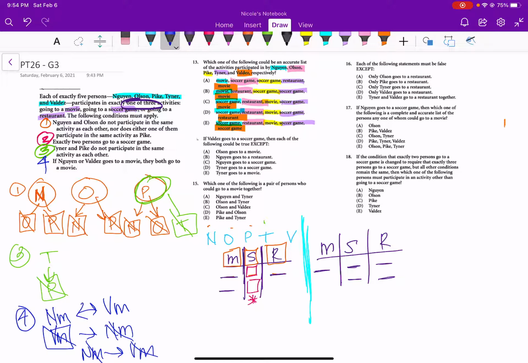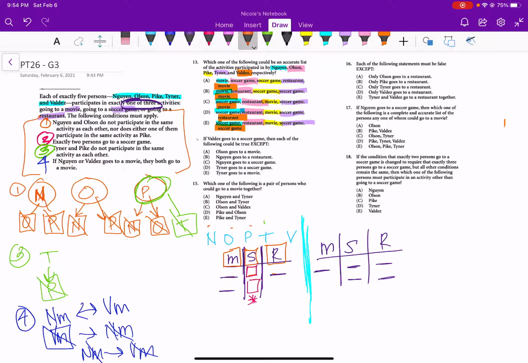All right, so how I do it is I go back and I read my rule and I cross off. So N and O do not participate in the same activity as each other, nor do either one of them participate with P. So I'm going to look for N. N is a movie. And so I'm going to make sure that N is not with P or O.